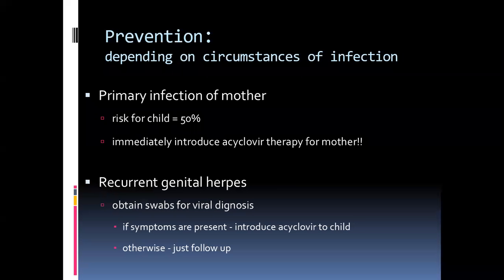So, how can we prevent the disease? It depends on the circumstances of the infections. First of all, there is the primary infection of the mother, and the risk for the child is about 50% of the cases.